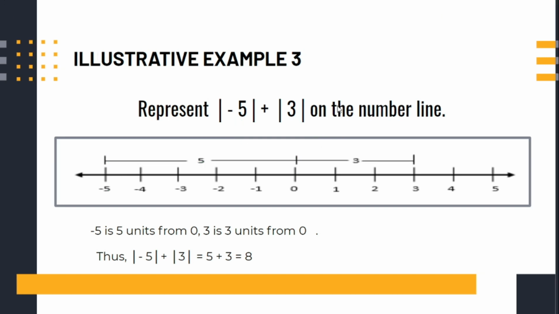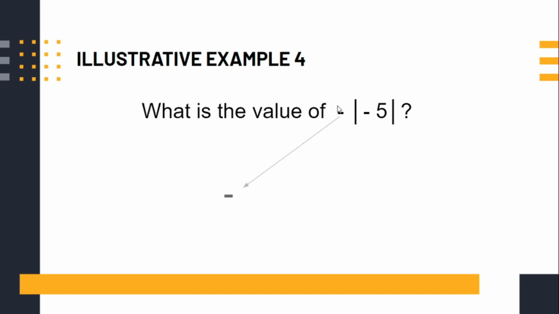Okay? Next, illustrative example number 4. What is the value of negative the absolute value of negative 5? Okay, what we will do there is to separate the two. This negative sign, we cannot touch it, so we just put it on the side, and then the absolute value of negative 5 is positive 5. Therefore, when we combine them, we have negative 5 as the final answer.